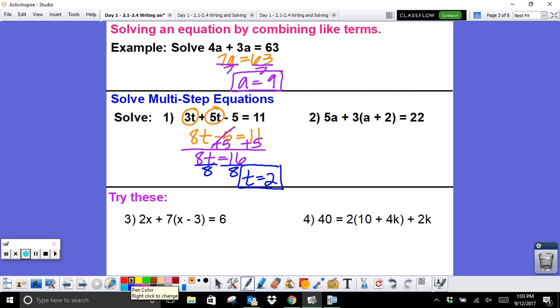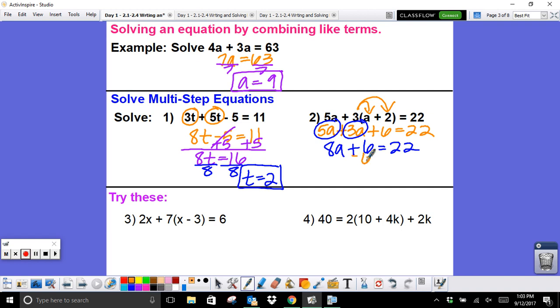Okay, number 2. What's important about this one is I have to get rid of these parentheses first. So this 3 needs to get distributed. I see a lot of you, on your test, you did the little arrows, but you forgot to actually distribute to both. Make sure you do that. So I have 5a plus 3a plus 6 equals 22. Now before I start moving anything around, I need to find like terms. So I have a 5a and a 3a, so that's 8a plus 6 equals 22.